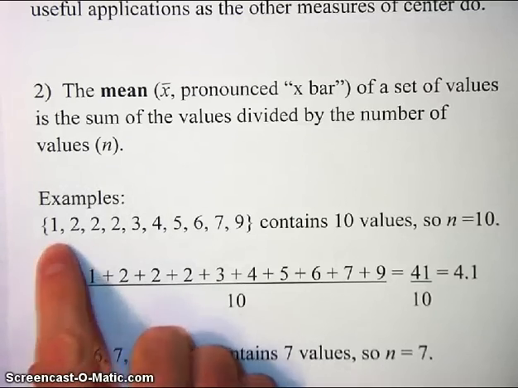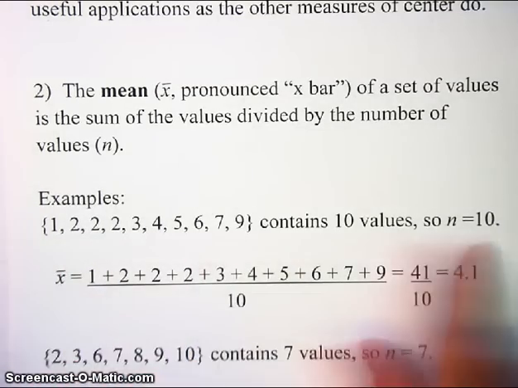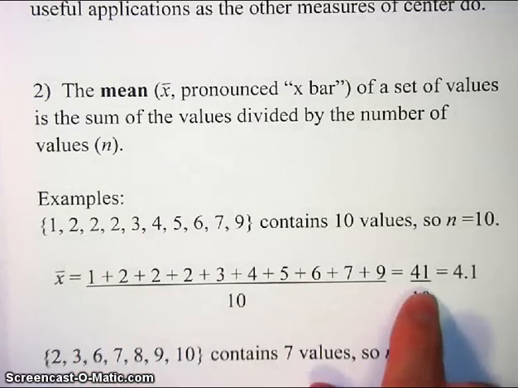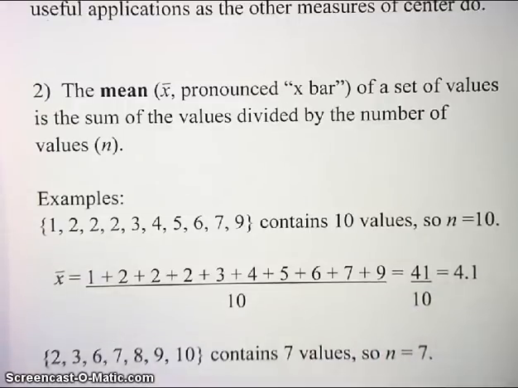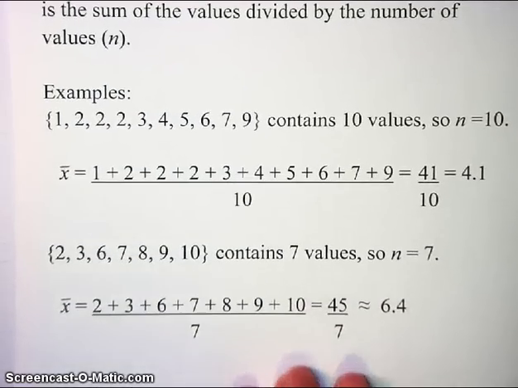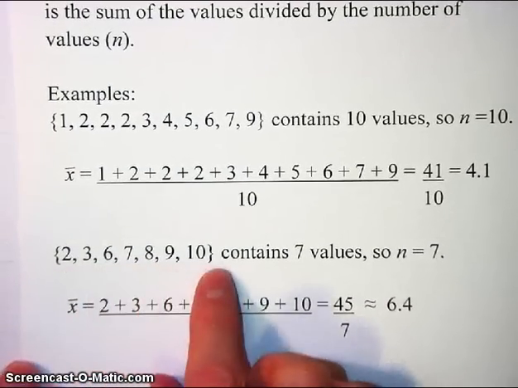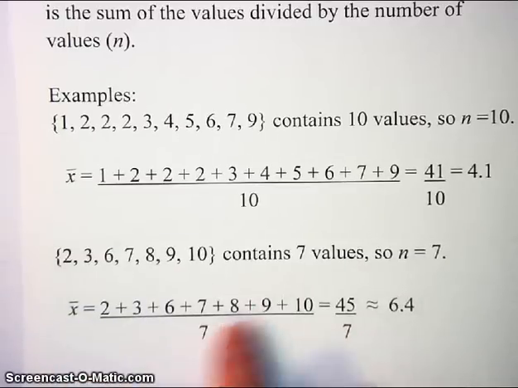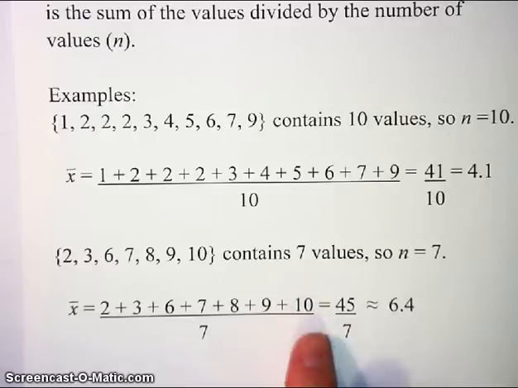In this set, it has 10 values, so n is 10. We just add up those 10 values together. We get 41 for that total. We divide by the number of values, 10. We get 4.1 for that mean. In the second example, 2, 3, 6, 7, 8, 9, 10, there's 7 values, so n is 7. We add them all up. We divide by 7. We get 45 over 7, or about 6.4 for a typical value in that distribution.